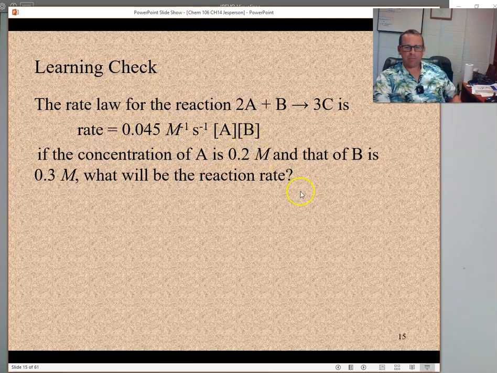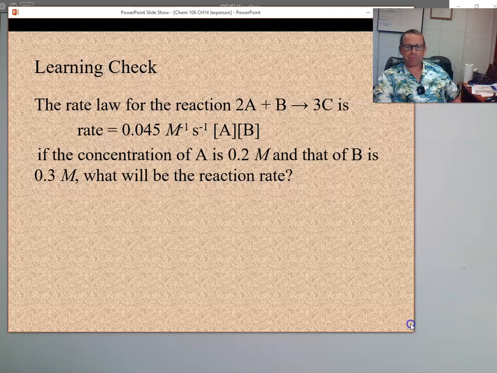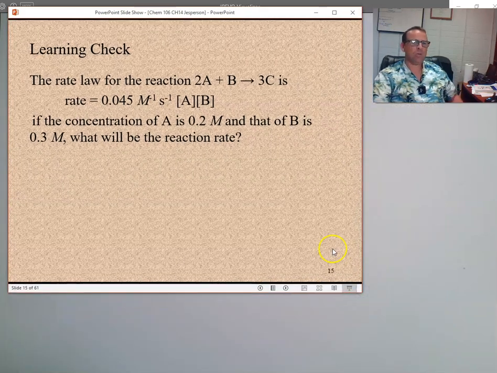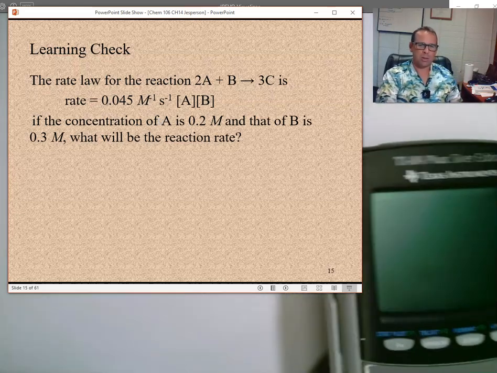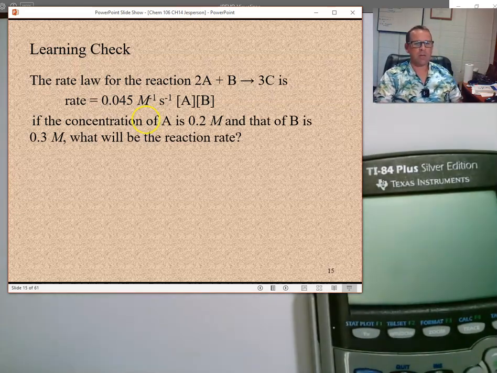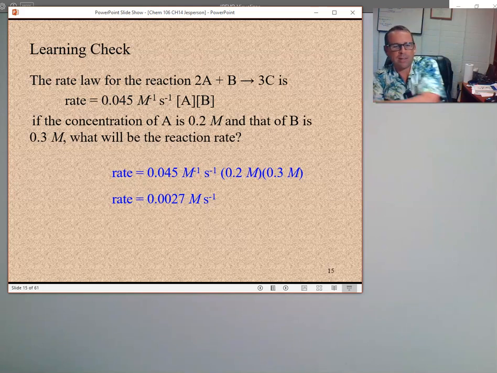All right? What's that? Separately? Well, no, together. So you take the concentration of A, 0.2, times the concentration of B, 0.3, multiplying them together, and then multiplying that by 0.045. And that will be, okay, very good. So that tells us how fast this reaction up here, 2A plus B going to 3C, occurs.